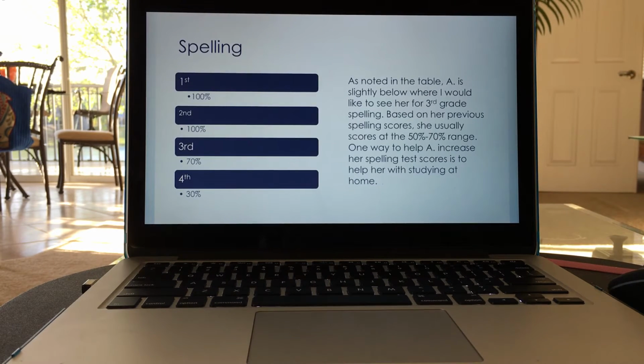Now we're going to focus on spelling. In first grade, she received 100%. In second grade, she received 100%. In third grade, she received a 70%. And in fourth grade, she received a 30%.